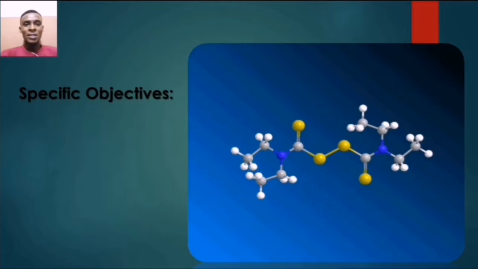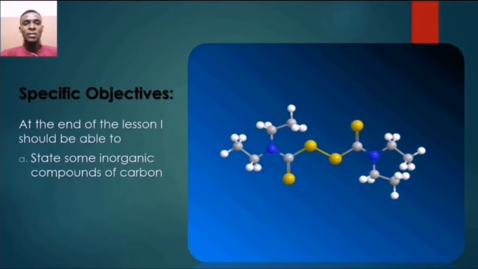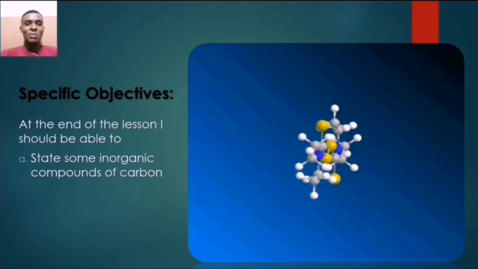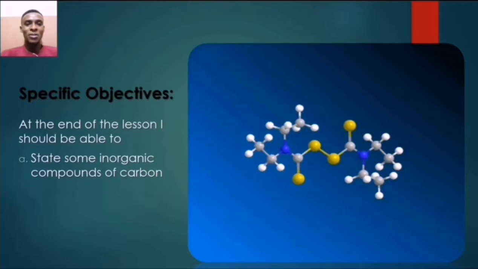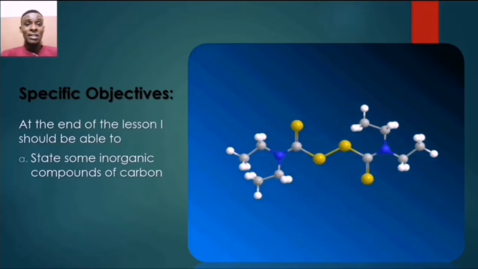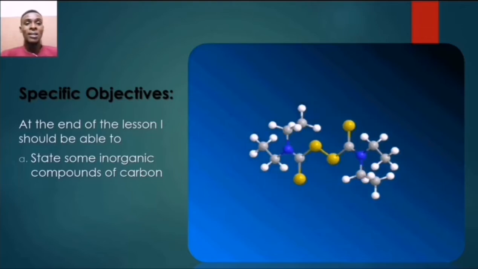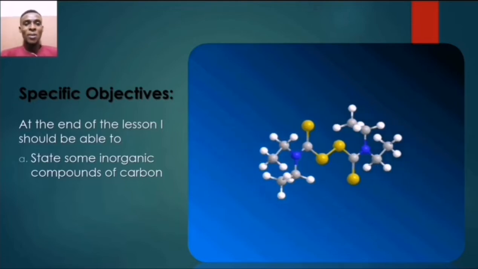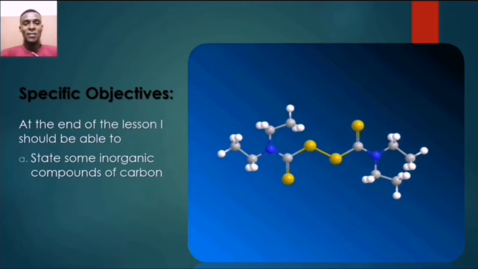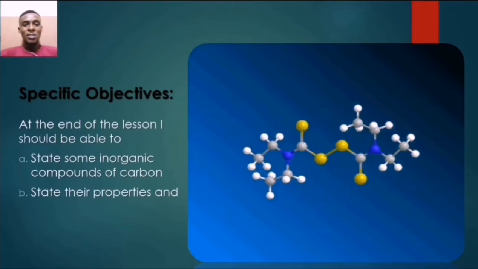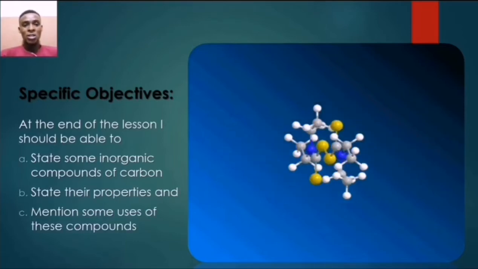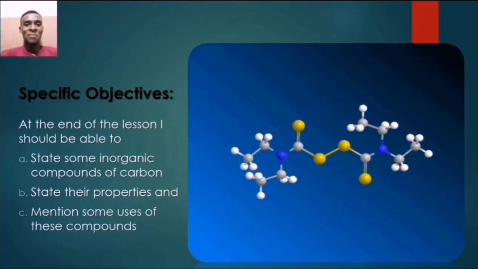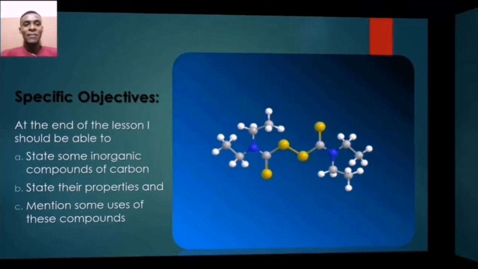So what are our objectives for the lesson? The first objective: at the end of the lesson, you should be able to state some inorganic compounds of carbon. I'm specifically saying inorganic compounds because after this lesson, we're going to look at the organic compounds of carbon. We're not going to list so much, just a few. The second objective: you should be able to state the properties, and lastly, you should mention some uses of these compounds. I repeat, some uses of these compounds. Without wasting much time, let's dive in.